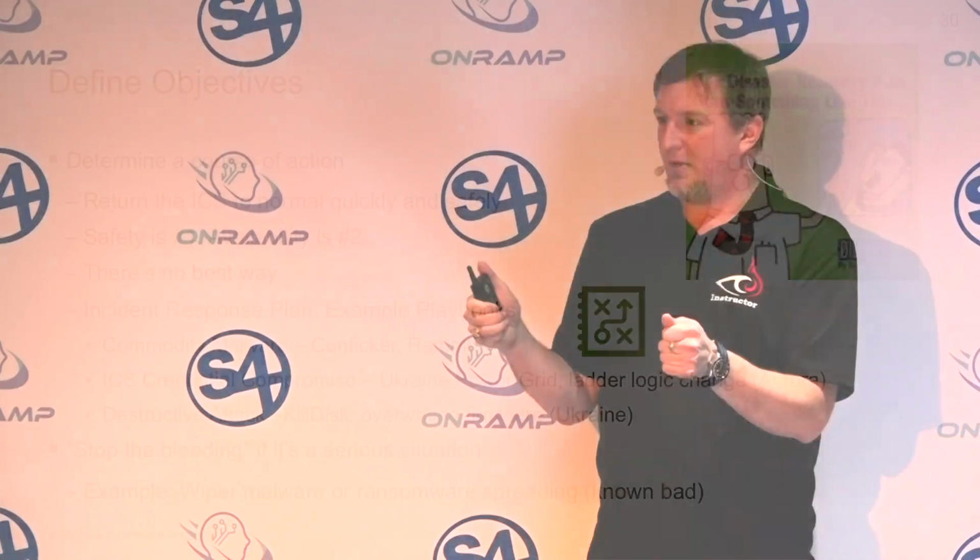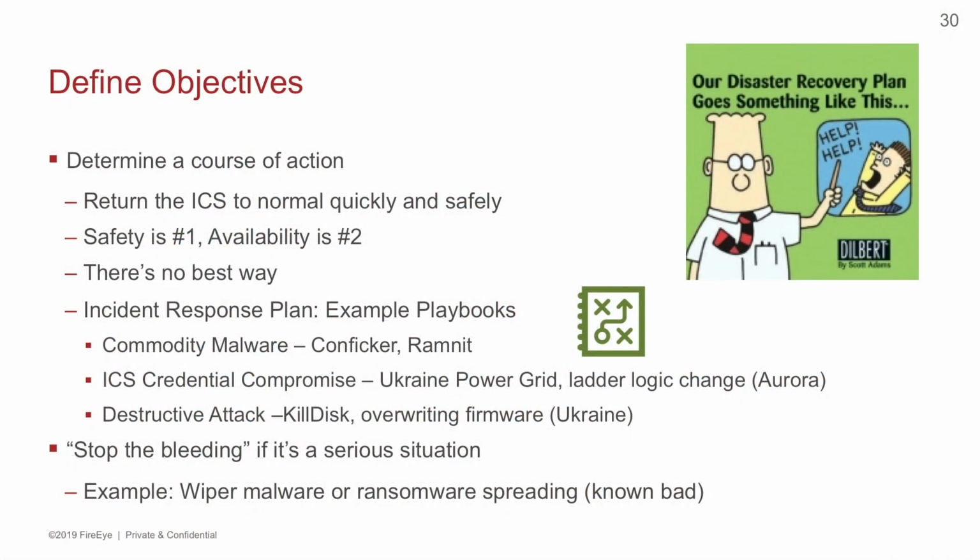Inside your incident response plan, you should have some example playbooks. A hurricane's coming? Oh, we already know how to do hurricane response. Do the same thing for, say, commodity malware. Have a playbook ready to go for Conficker or Ramnit, Palevo, whatever. Commodity malware happens. Have a playbook to deal with that on your control system.